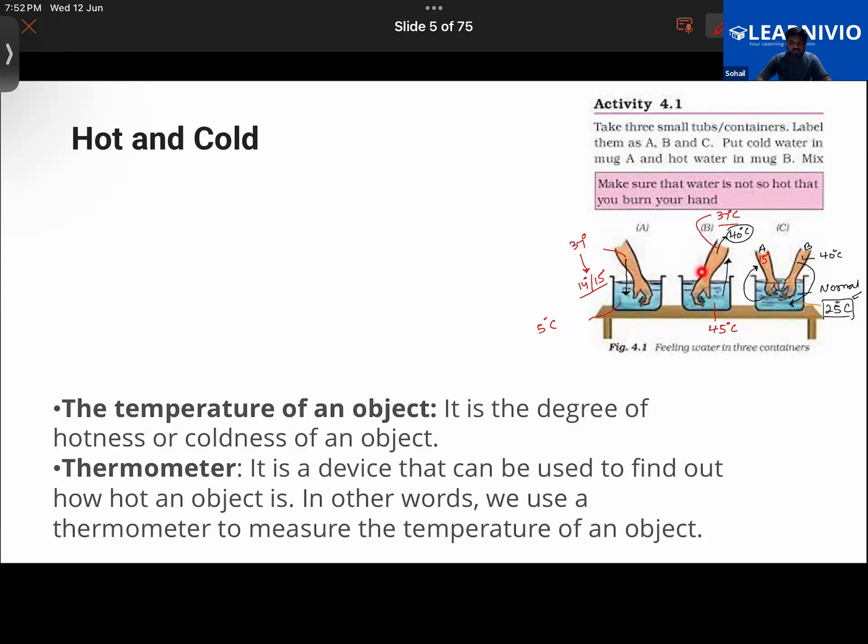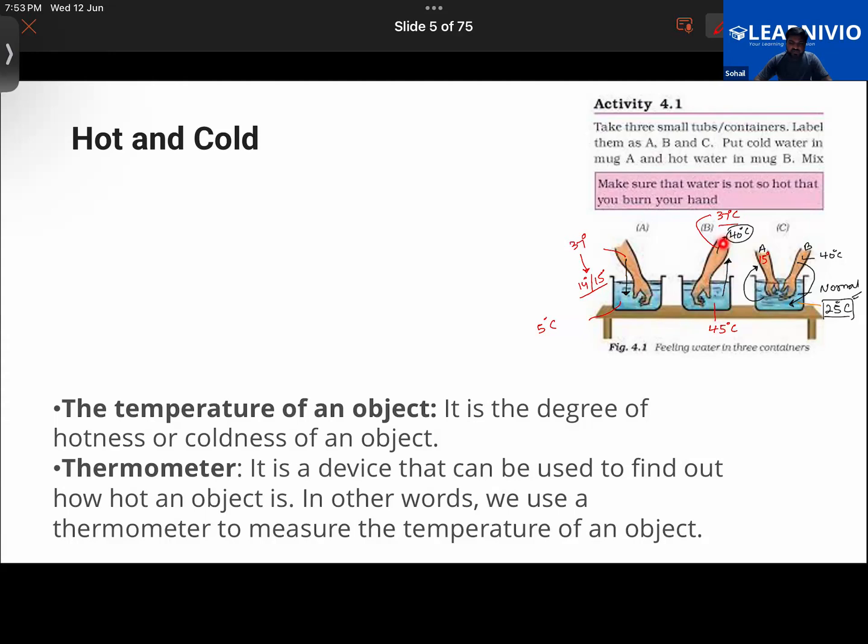You can understand the same thing in a similar manner about hand B that you put in bowl B. The temperature of the water is 45 degrees Celsius, although it is not recommended to put your hand in warm water of this temperature. Your body temperature is 37 degrees Celsius. So once you put it in, the heat will flow from the water towards your hand, because the water temperature is 45 and that of your hand is 37.